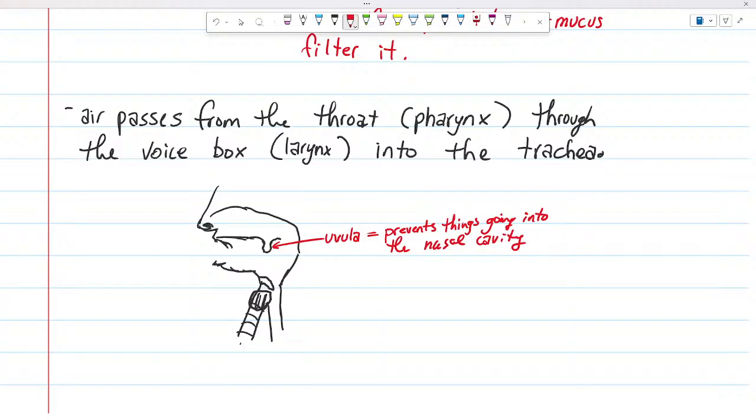Thank you, Kenny Burke. Kenny Burke was the first person to teach me that the nasal cavity and the throat are connected to each other. So the uvula is designed to prevent things from going there. There's a second flap of skin called the epiglottis. This prevents food and water going into the trachea.